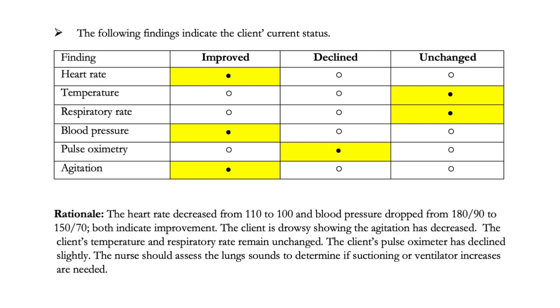Question 6 answers are: heart rate, blood pressure, and agitation improved; temperature and respiratory rate unchanged; pulse oximetry declined. The rationale: the heart rate decreased from 110 to 100 and blood pressure dropped from 180/90 to 150/70, both indicating improvement. The client is drowsy, showing the agitation has decreased. The client's temperature and respiratory rate remain unchanged. The client's pulse oximeter has declined slightly. The nurse should assess the lung sounds to determine if suctioning or ventilator increases are needed.